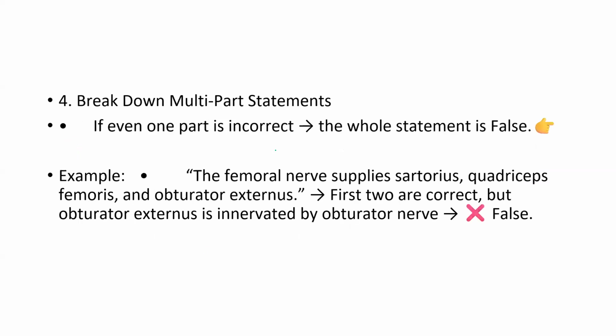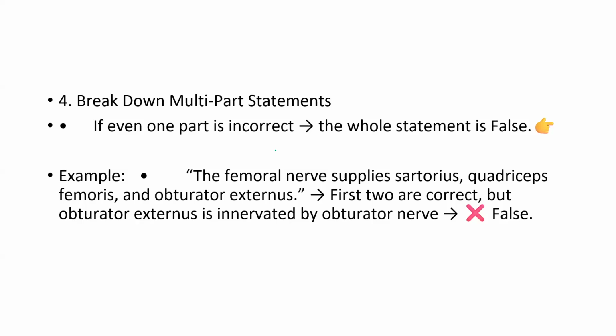Break down the multi-part statement. If even one part is incorrect, the total statement is false. Remember that one. For example, the femoral nerve supplies the sartorius, quadriceps femoris, and the obturator externus.